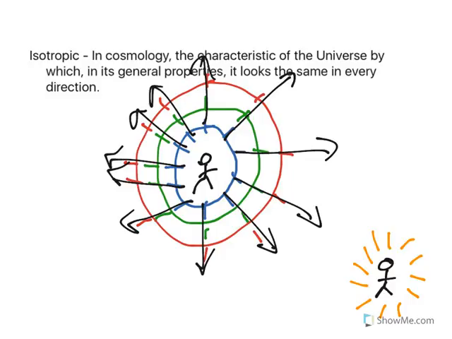Of course, another example is that everywhere you look, you see the color yellow, and it doesn't matter how far out you look, you always see the color yellow. This also is an example of isotropic. Let's move on to homogeneous.